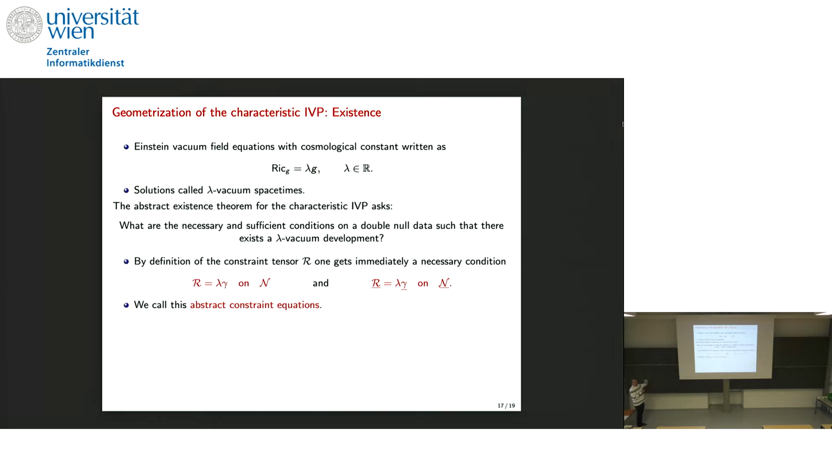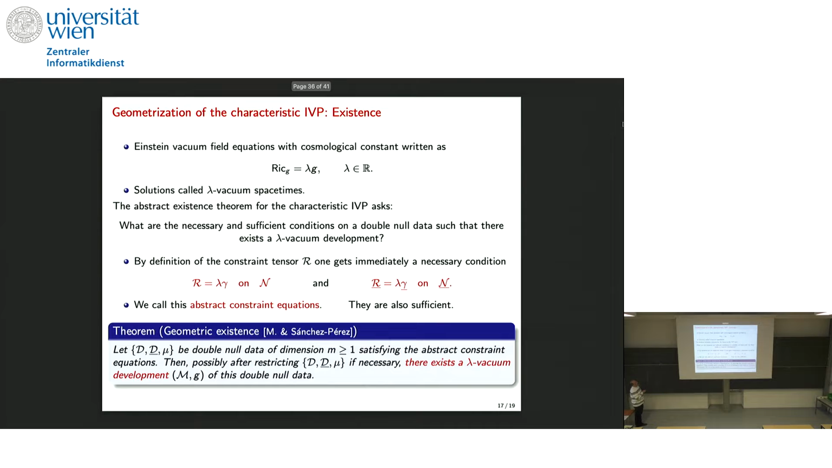Therefore, these are definitely necessary conditions. This is the equivalent of the Hamiltonian and the momentum constraint in the standard case, and we will call these abstract constraint equations. Now, the main result is that these conditions are not only necessary, they are also sufficient. So if you give me double null data that satisfies these abstract constraint equations, then there exists a lambda vacuum development of this data. So there's a way of characterizing the conditions that need to be satisfied by the double null data in a way which is completely independent of the space-time that you want to construct. You can write it down on its own without referring to the space-time.